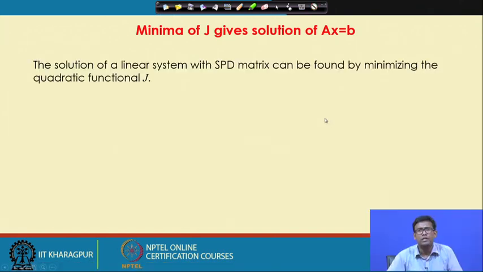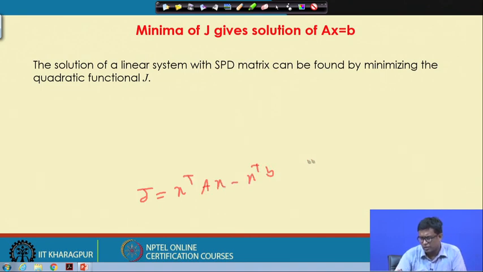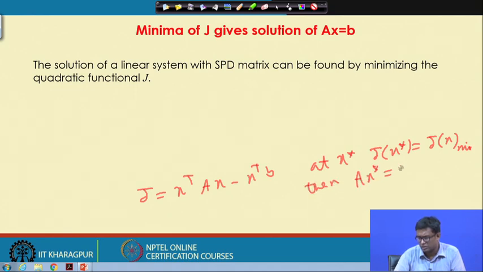The solution of a linear system with symmetric positive definite matrix can be found by minimizing the quadratic functional J, or we can write that J is equal to x transpose A x minus x transpose b. If J(x star) is equal to J minimum, then A x star is equal to b.